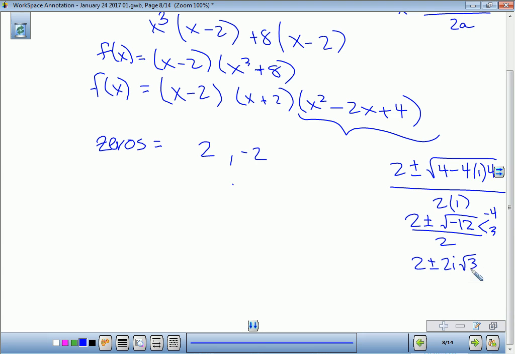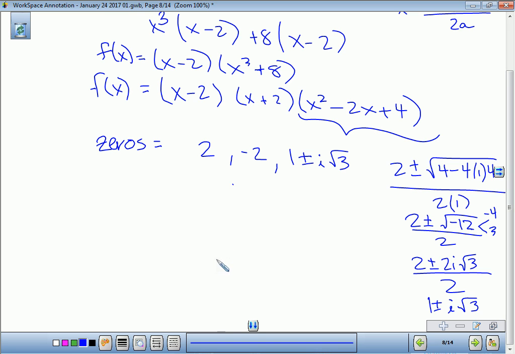It's 2i root 3. And 2 divides into everything. So it's 1 plus or minus i root 3. Negative 12 breaks up into negative 4 times 3, and the square root of negative 4 is 2i. And then you leave the root 3.